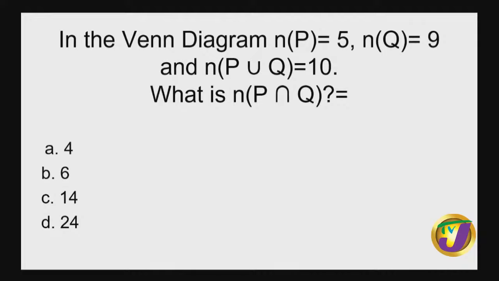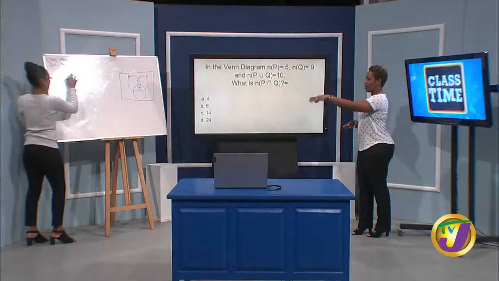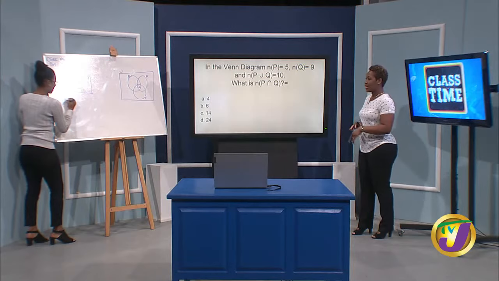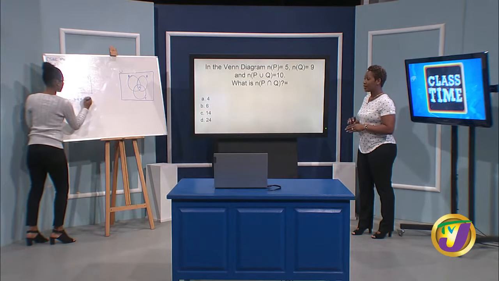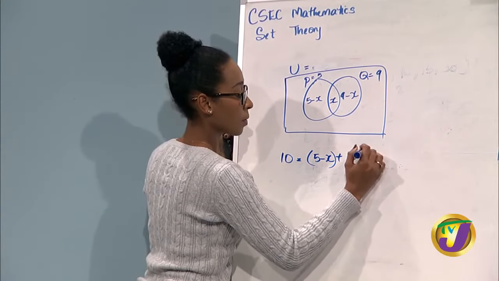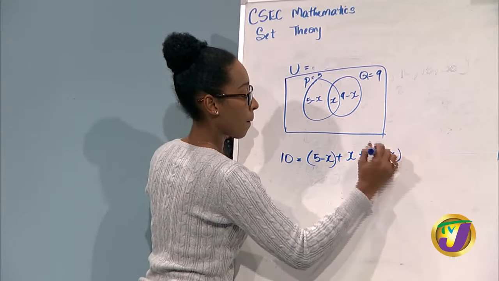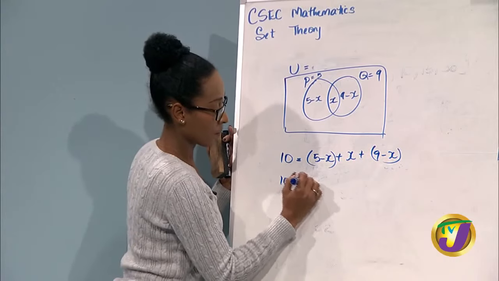No, not right. Erase the universal set. All right. So it's down here now. We're trying to find x. So 10 equals 5 subtract x, all in bracket, plus 9 subtract x. All right, let us solve for that x.